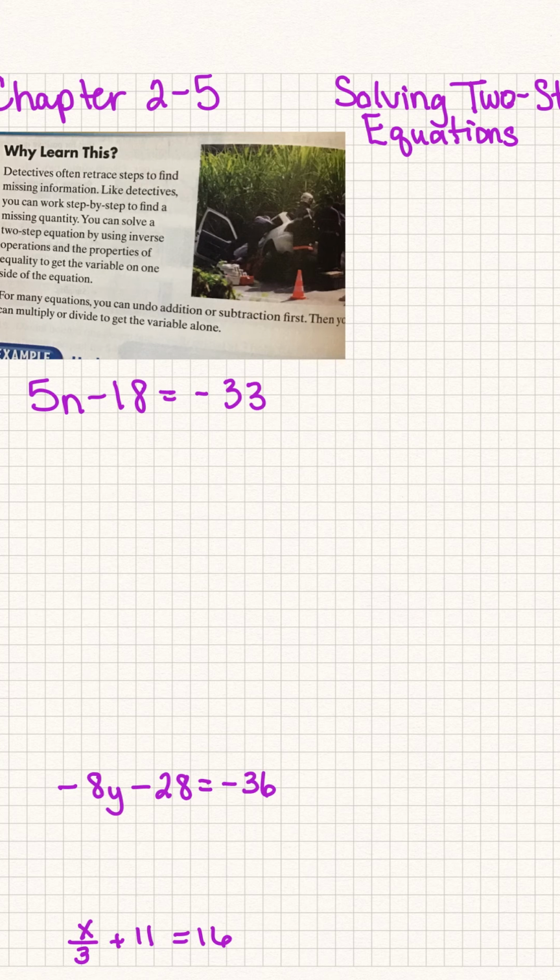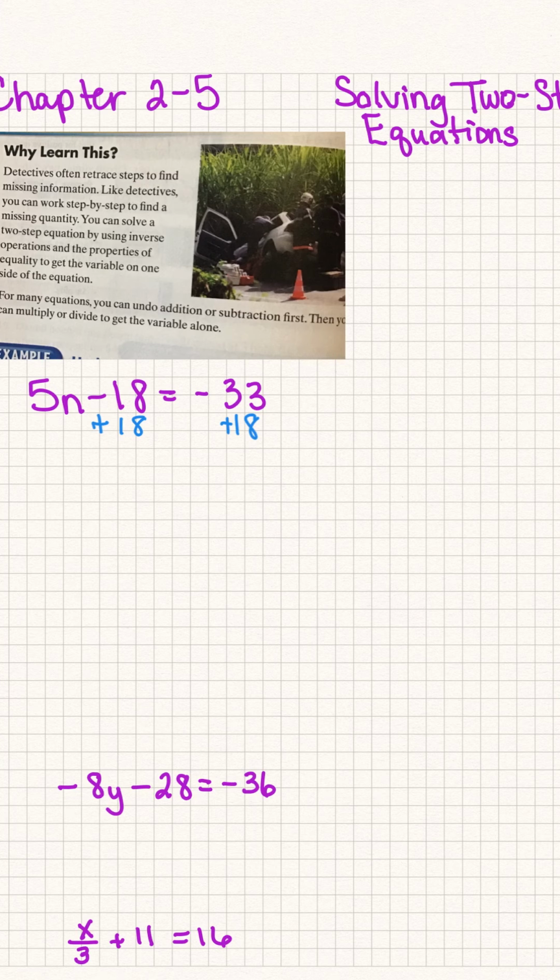For many equations, you can undo addition or subtraction. Then you can multiply or divide to get the variable alone. So our first example is 5n minus 18 equals negative 33. To undo the subtraction, we need to add 18 to both sides. Whatever you do to one side, you have to do to the other.